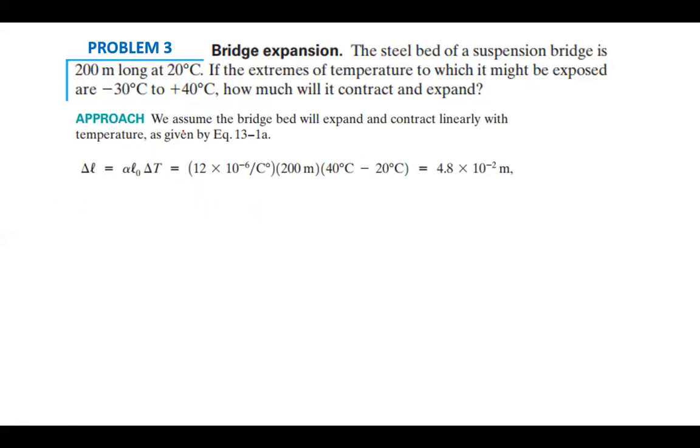So this is what I was talking about. The first thing you do is make an assumption that this bridge was undergoing linear expansion. Then you know that the change in L is given by that formula. Then you find the delta L, which is 4.8 times 10 to the power negative 2.